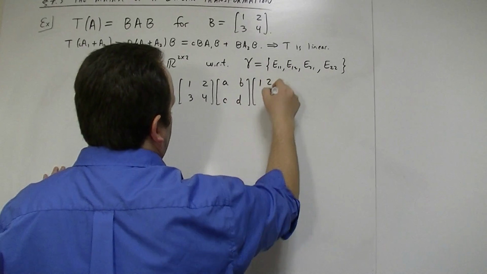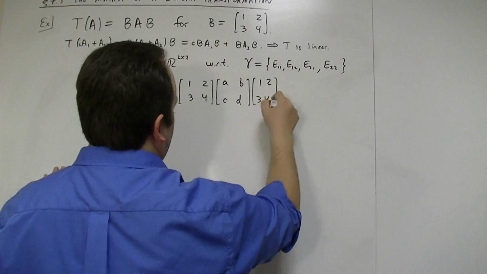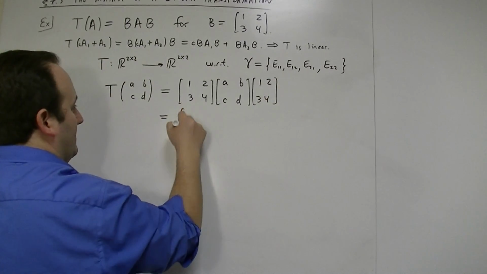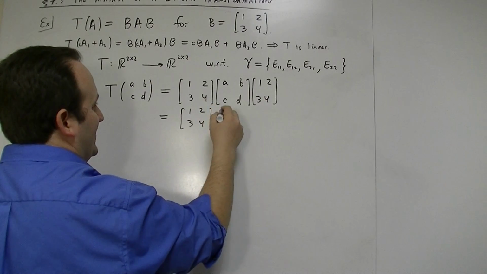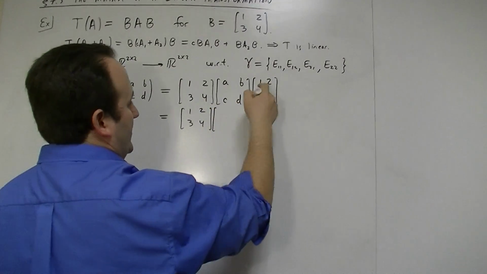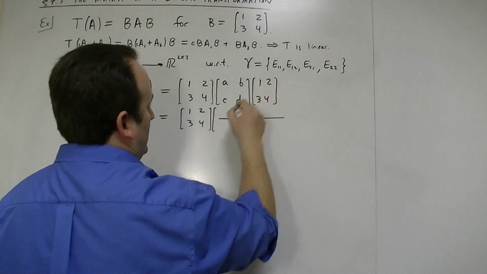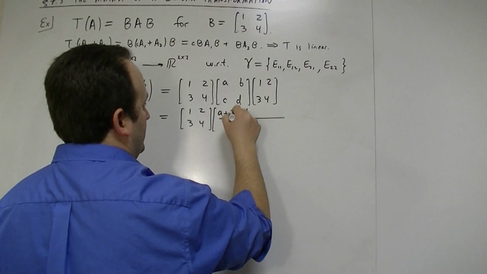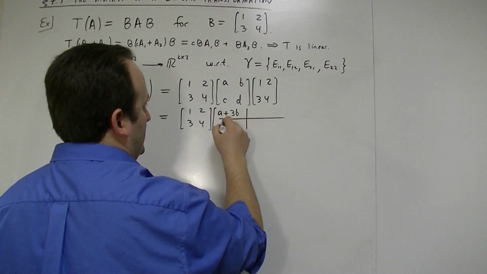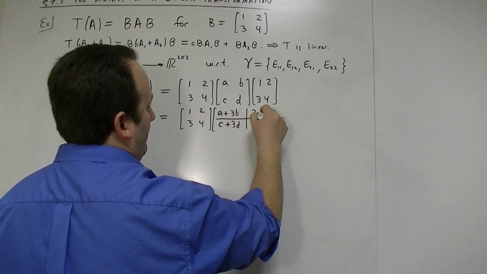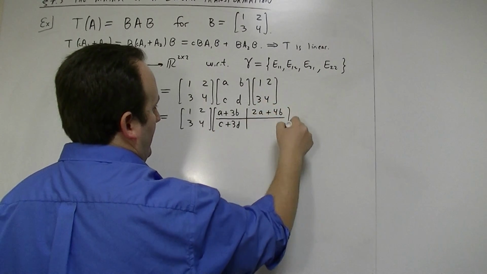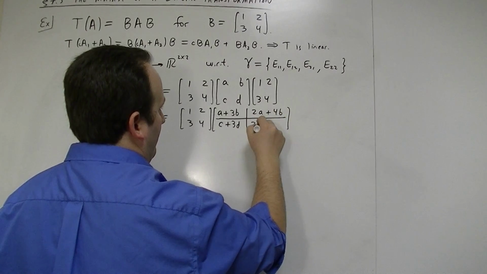Fortunately, Bayla was here, so she'll make sure I don't make any sort of hideous mistake at this point. I was going to suggest you change 1, 2, 3, 4 to 1, 2, 3, 1. Too late. All right, so this gives me what? A plus 3B, and C plus 3D, and 2A plus 4B, and 2C plus 4D.